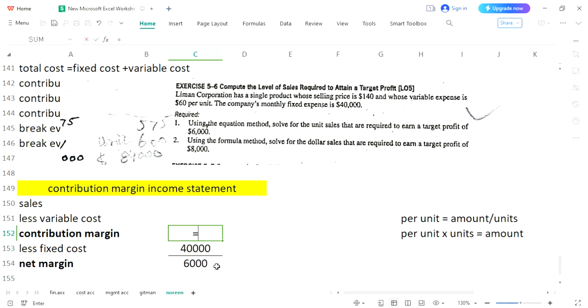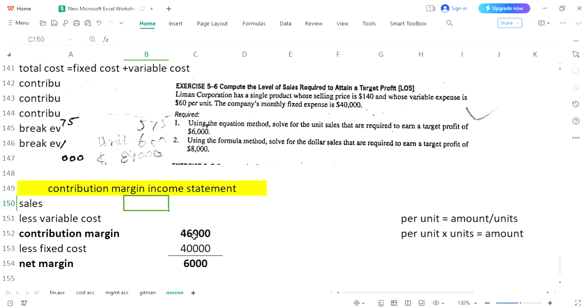So what you will do is write 6,000, and instead of less, you change it to add, and add 40,000. With this reverse calculation, you have calculated your contribution margin. Net margin was given in your question.